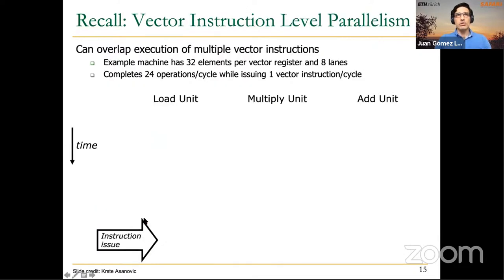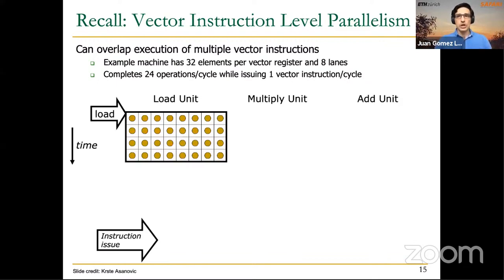Here you have another view of how SIMD instructions are executed on the SIMD pipeline. In this particular example, we consider a vector length of 32. So we have 32 elements inside each vector and inside each vector register, but we only have 8 lanes. So if we want to execute, for example, this load instruction using these 8 lanes, we'll have to issue 8 operations every cycle, and we will need 4 cycles to issue the whole vector of 32 elements.